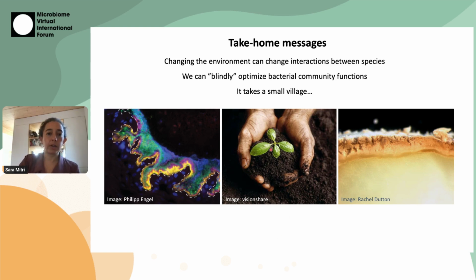And then the second take-home message is that we can actually optimize bacterial community functions even blindly. So without understanding the mechanism of exactly how species are interacting or what they're doing in terms of the function, but simply by breeding them towards an optimum. And my last take-home message is it really takes a small village. I've shown you many, many pictures of the people who've worked really hard to do all of these experiments and build all of these models.